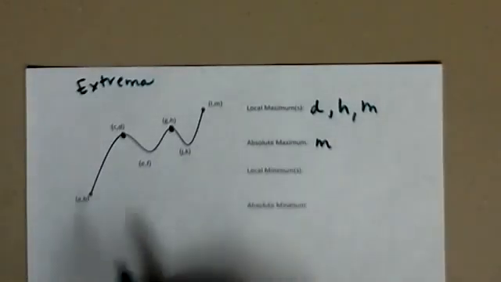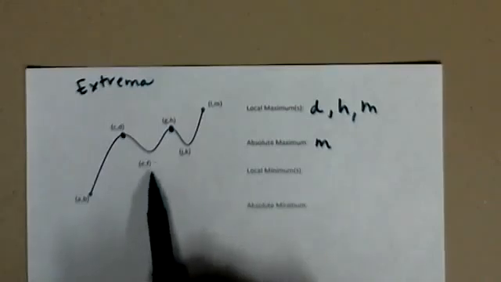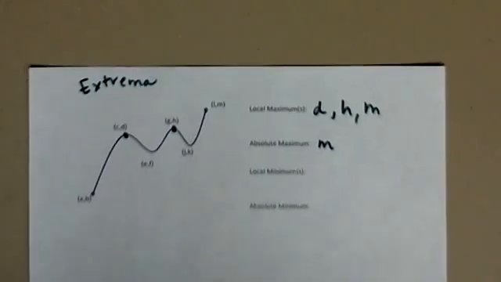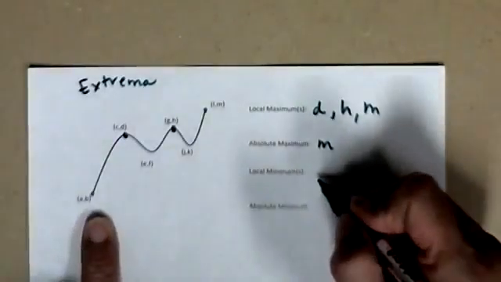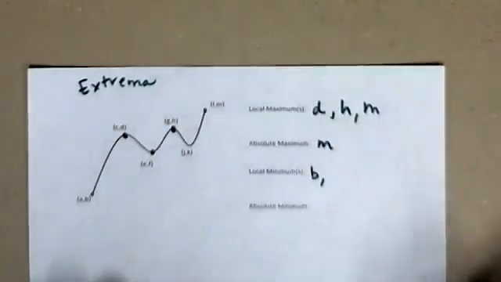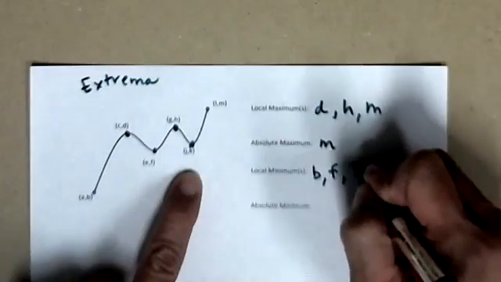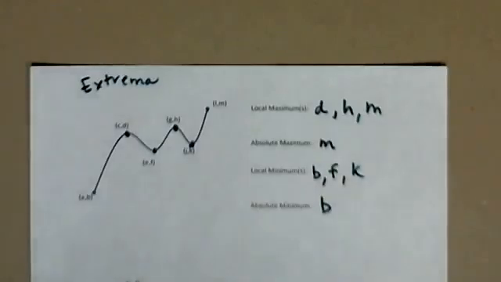Okay, local minimums. Right here's a low point. That point's AB. This point here is EF, and this point here is JK. So AB is a minimum, so B, the y value. EF, so F, and JK. And then if you had to pick the absolute minimum, the lowest point anywhere on the graph, it would be B.